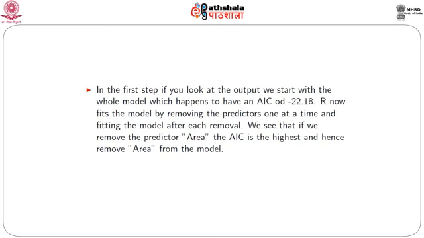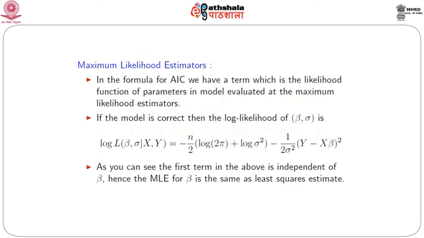In other words, the model with the highest AIC is discarded. In the first step, if you look at the output, we start with the whole model which contains all the predictors, which happens to have an AIC of negative 22.18. R now fits the model by removing the predictors one at a time and fitting the model after each removal. We see that if we remove the predictor area, the AIC is the highest, and hence we remove area from the model.